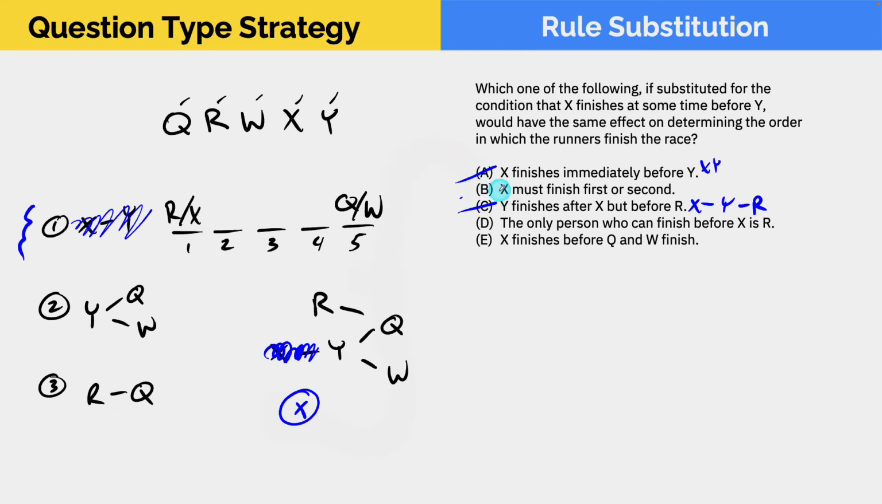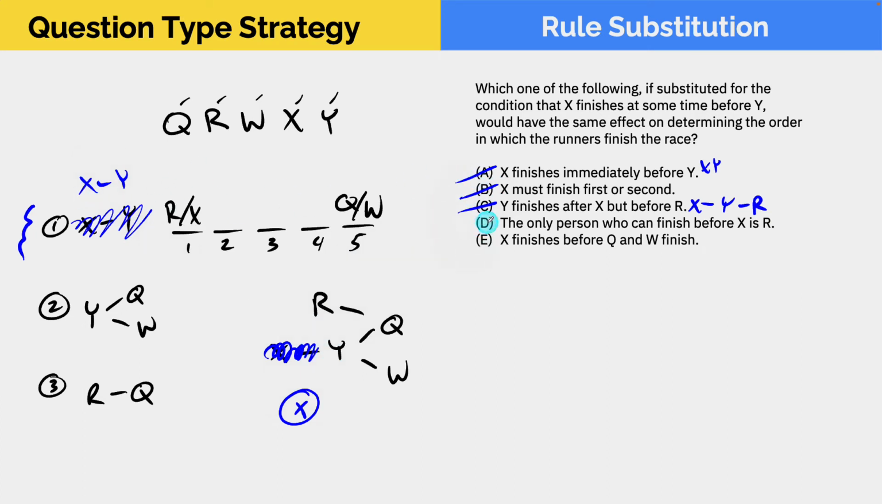So answer choice B says X must finish first or second. Does that force me to put X before Y? And so in blue, I'm going to see what we're trying to recreate. Well, if X finishes first or second, that still allows you to put Y in 1, right? You could put Y1, X2. So that does not force you to put X before Y.